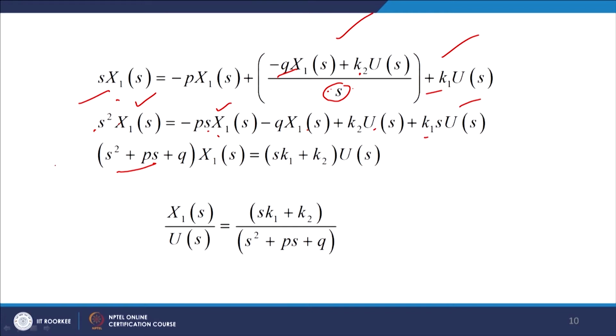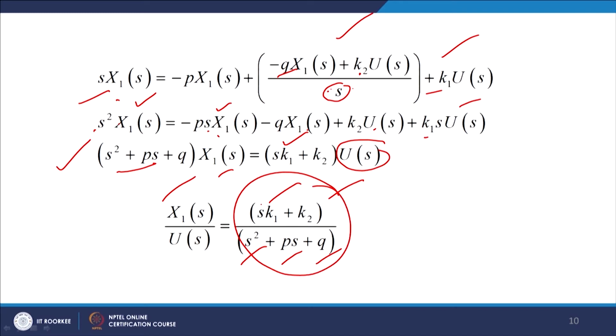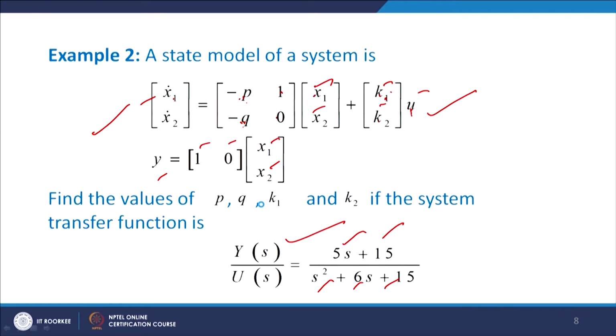So the terms related to x1 of s we have taken to this side, and the terms with respect to u of s we have taken to this side. Now see here, x1(s) by u(s) will be (s k1 plus k2) upon (s square plus p s plus q). So this is the equation we have obtained, and you have been given this equation. You will find that there is a similarity between these two equations.